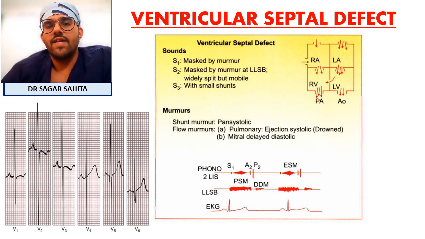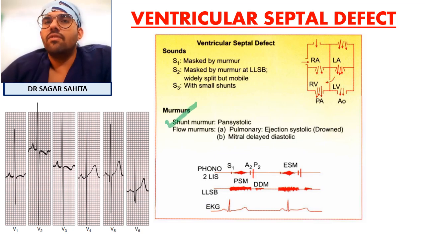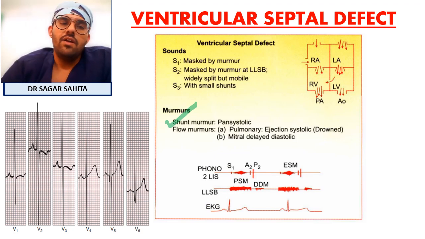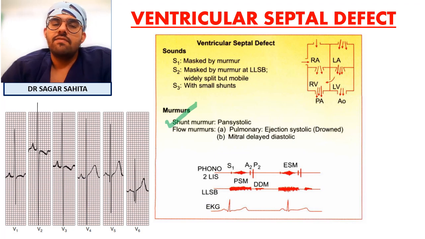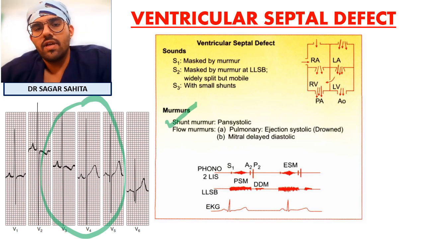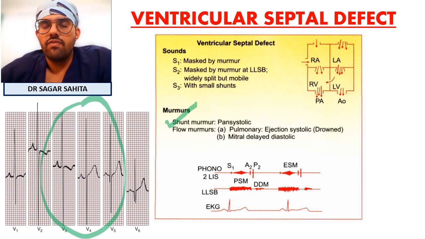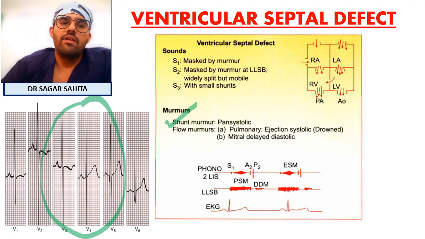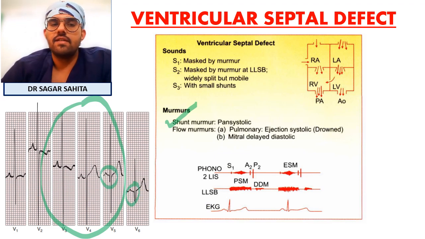On auscultation, a very characteristic feature of ventricular septal defect is the murmur. Pansystolic murmurs are heard only in ventricular septal defects, mitral regurgitation and tricuspid regurgitation. And a very large VSD will give rise to equiphasic complexes of biventricular hypertrophy in V3, V4, V5 and also signs of volume overload. We can see the Q waves in V5, V6.